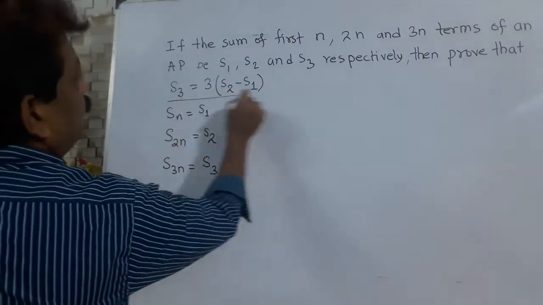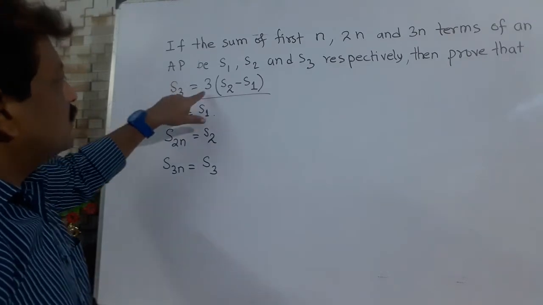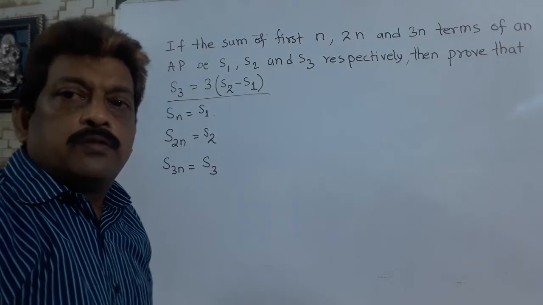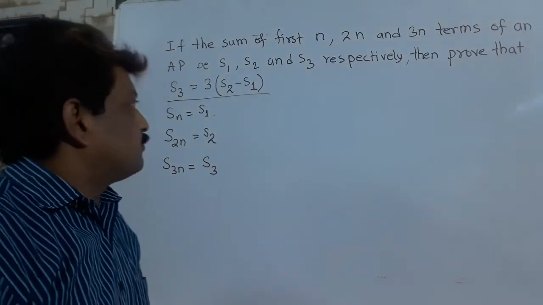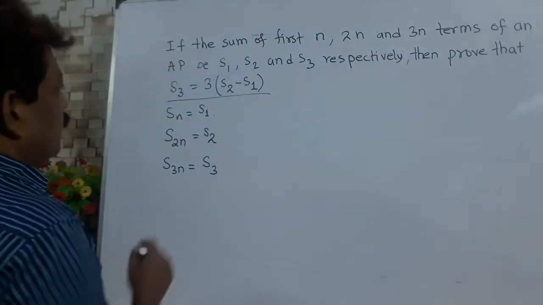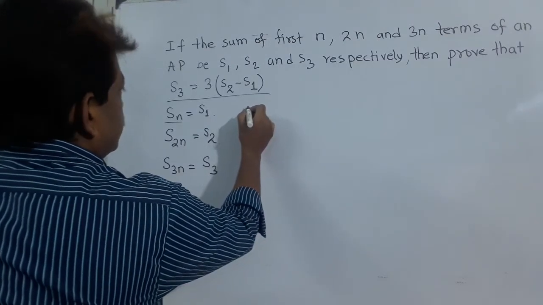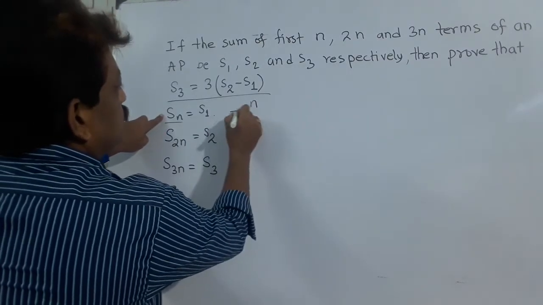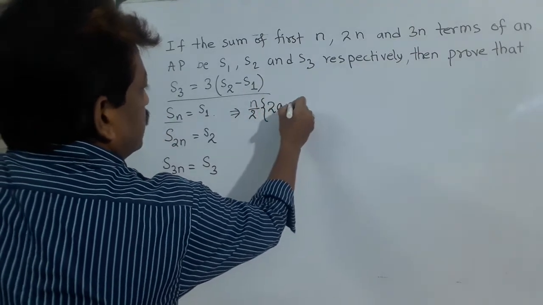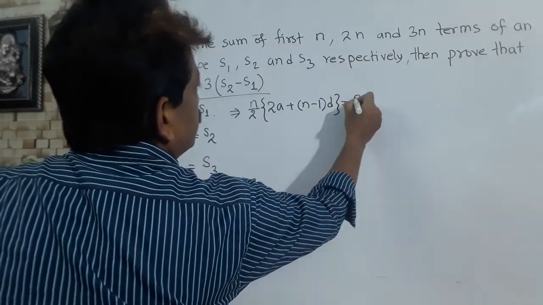We have to prove that S3 is 3 times the difference between the sum of first 2n terms and first n terms. Now in place of Sn, let me use the formula. Sn equals to n upon 2, 2a plus n minus 1 multiplied with d. This is equals to S1.